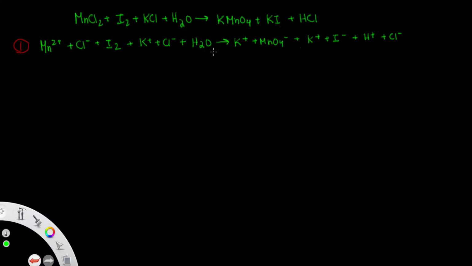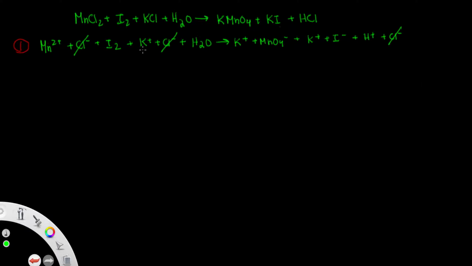But I see chlorines on both sides. So I'm going to cancel those guys out. So chlorines get canceled out. There's another chlorine here. And also, it doesn't matter the amount of chlorine on both sides. As long as they're present on both sides, you can cancel all of those ions away.